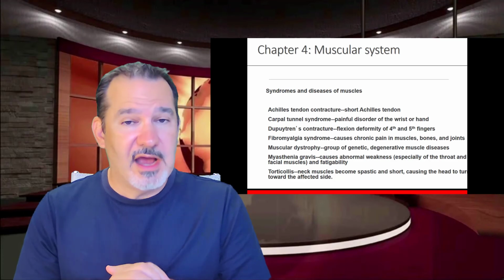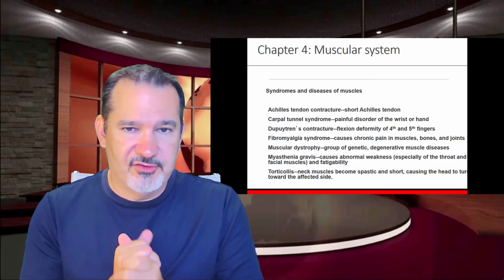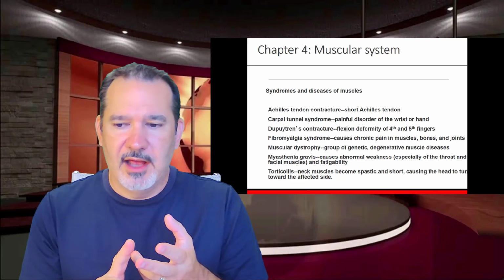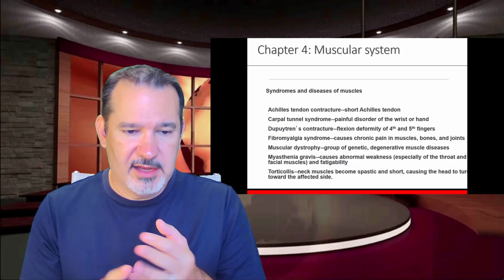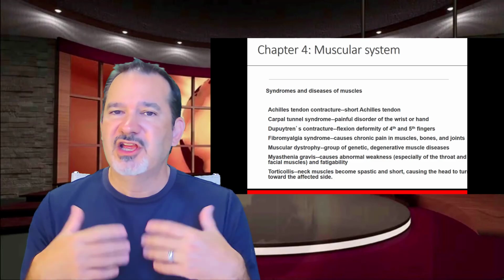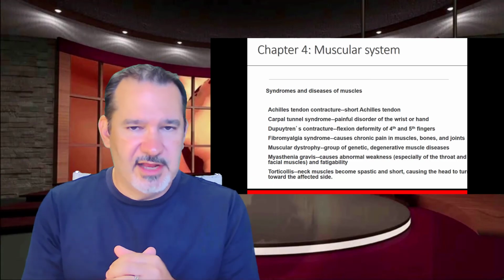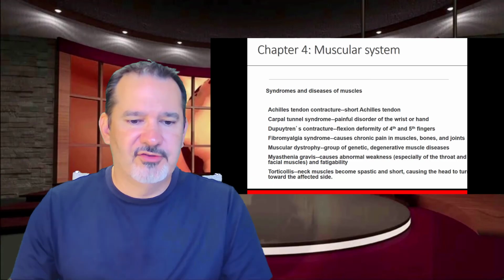Fibromyalgia, very common. We see more and more of this all the time. Chronic pain. Muscle, joint, and bone pain, chronic. Muscular dystrophy, a genetic, degenerative muscle disease, kind of a combination of a couple different muscle diseases.